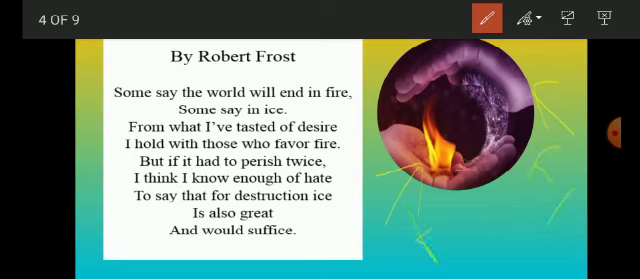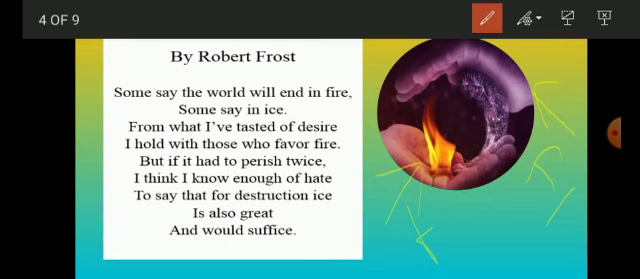Fire and ice here represent the inner feelings and sets of emotions of humans. He says that fire and ice are the two destructive elements that would be the cause of the world's end. He talks about how the world would meet its end. This is what he is representing in his poem Fire and Ice.